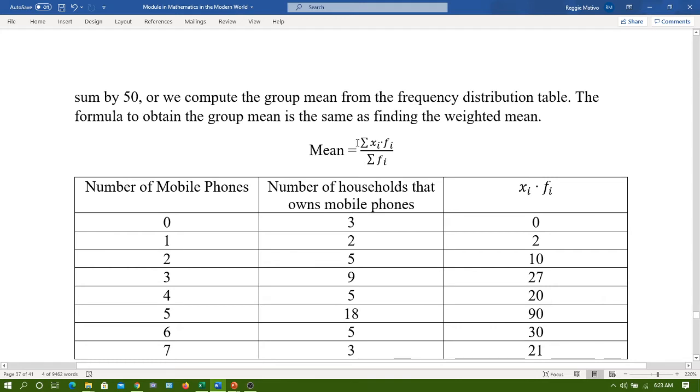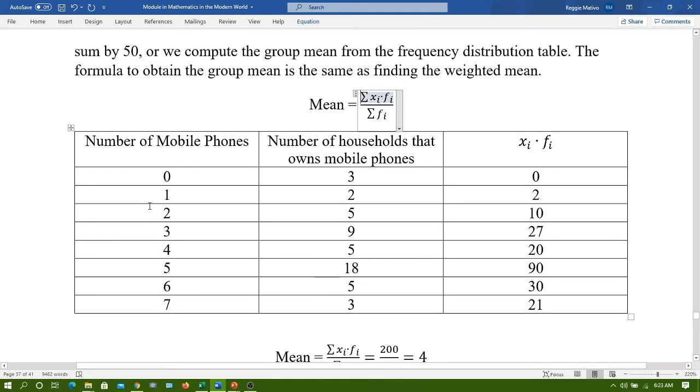The weighted mean is the summation. Okay? If you are new to mathematics, you're hearing alien words this time. Summation of x sub i times frequency f sub i, divided by the summation of f sub i. So how to do that? You only need a 3-column table. So first, the number of mobile phones, 0 to 7, the number of households that own mobile phones, and the summation. Okay, notice x sub i times f sub i.